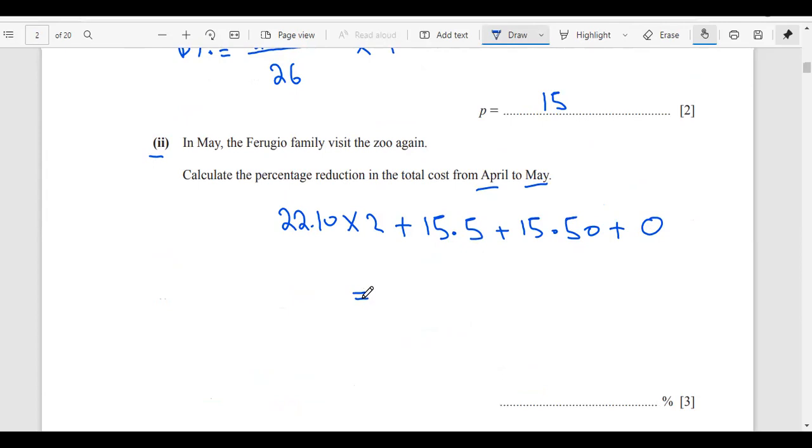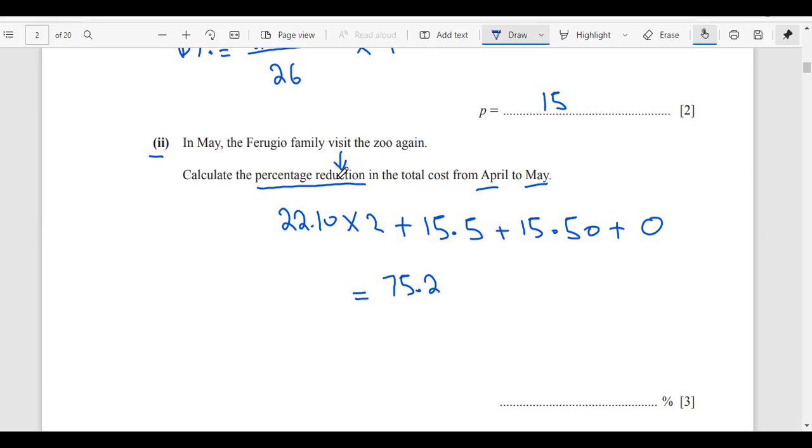Yes, Turhan, can you tell me? Once again, I'm calculating it. Okay, all right. This sum is 75.2. Okay, this is not the answer. This is 75.2. My question from both of you is, calculate the percentage reduction in the total cost from April to May. Calculate the percentage reduction.